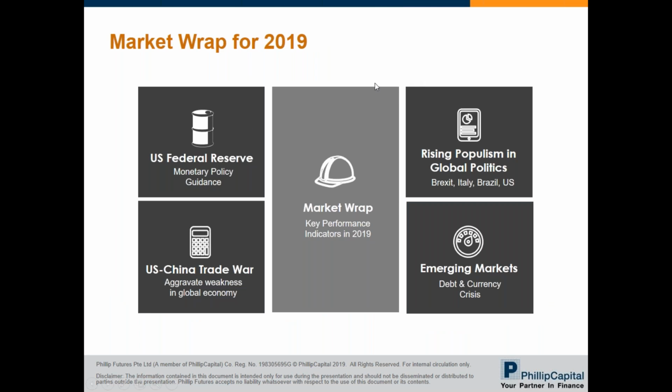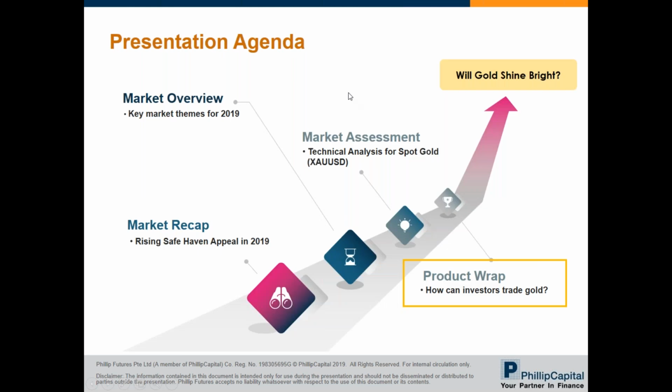Okay, let me give you a market wrap snapshot, things that you want to look at as well. Monetary policy guidance: the US Federal Reserve minutes are out tonight, you might want to take note. What's likely to transpire is patience. US-China trade war: if it escalates, it's going to aggravate weakness in the global economy. Rising populism in global politics: this is going to cause geopolitical risks and volatility. And lastly, emerging markets, debt and currency crisis if the dollar remains strong. Okay, so coming to a key point.